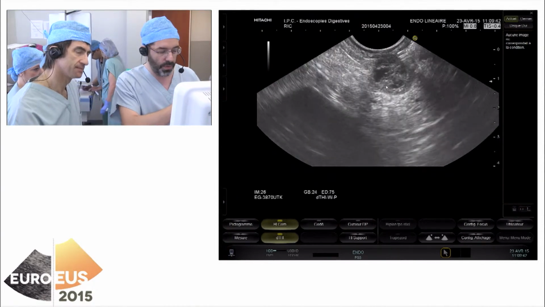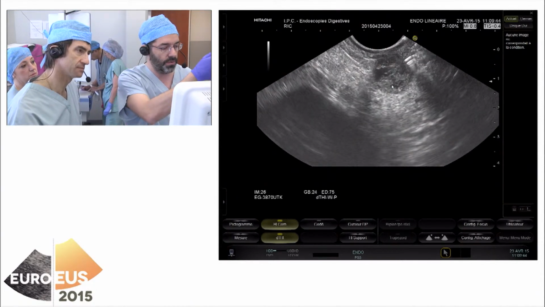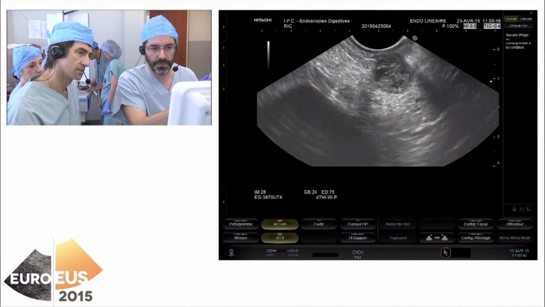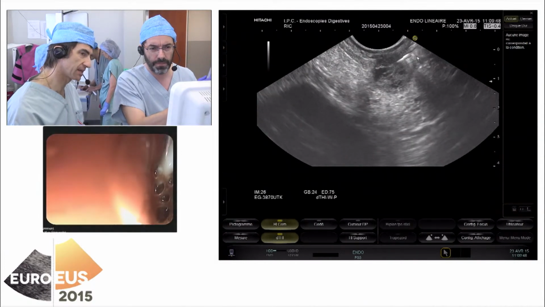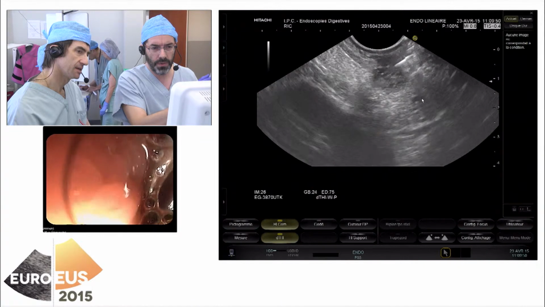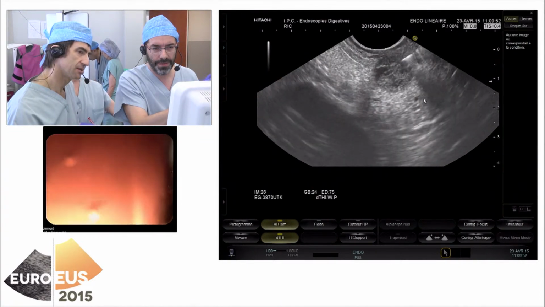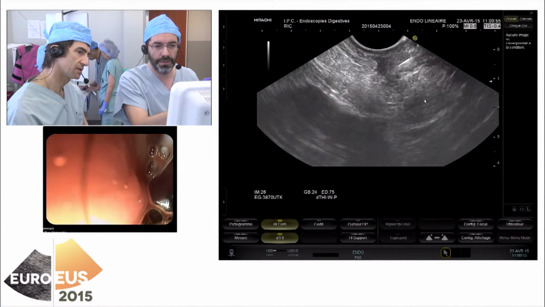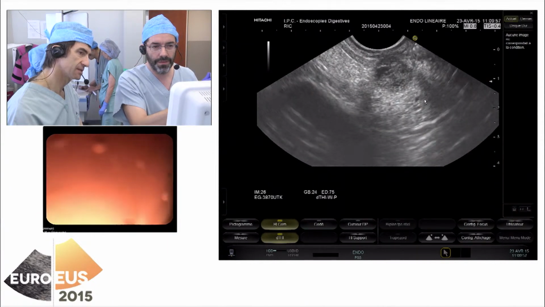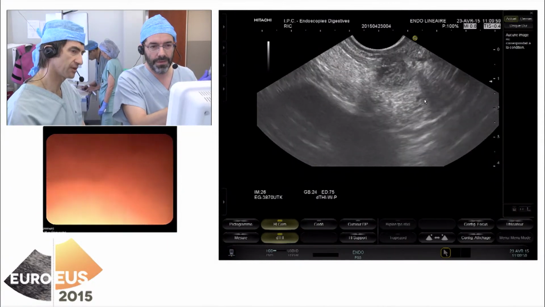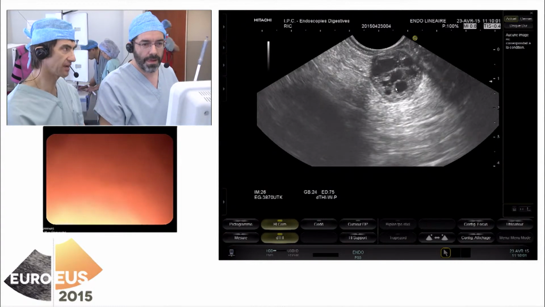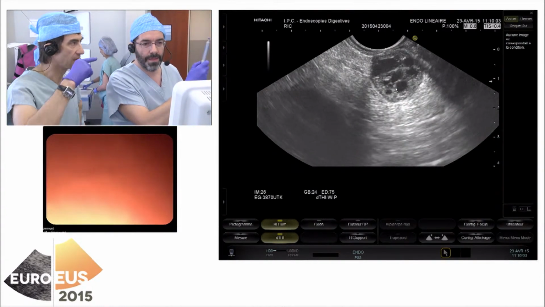Perfect. So we will fix, and we will use the elevator. We just use the standard technique. You see how it's perfectly clear. And now we go. It's quite soft. Going with the 25, so the stylet of the 25 is smooth on the tip.